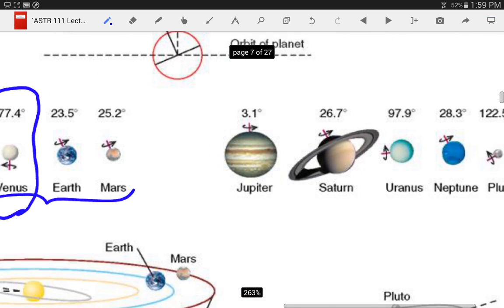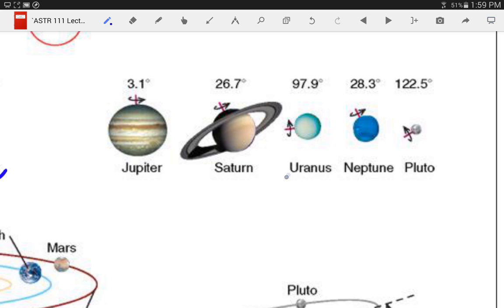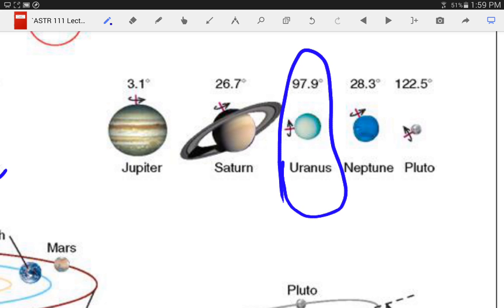Okay, going further out, we have Jupiter, Saturn, Uranus, Neptune. Notice Uranus here, 97.9 degrees. About 8 degrees from being on its side. So Uranus is really odd. As it's orbiting around the sun, it takes 84 years for it to do an orbit. And during one part of its orbit, its north pole is pointing directly at, 9 degrees away from the sun. And then it comes around and you have the sun on the equator. And then it keeps going and you have the sun on the south pole.